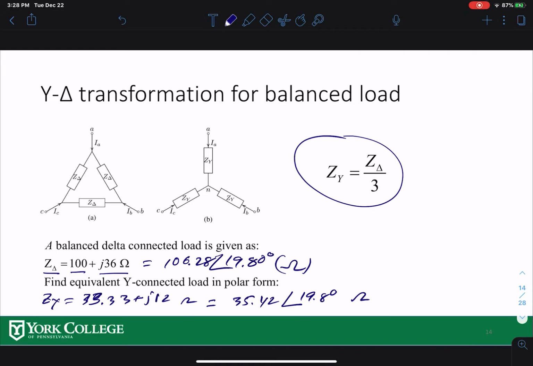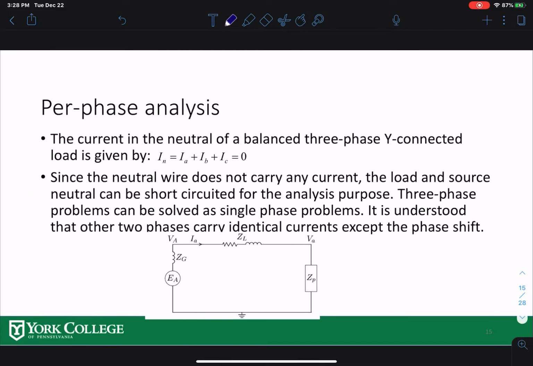So look at here. This one divided by 3 will give you this one here, but the angle does not change. We are not changing the angle; only the magnitude of the impedance will change if we go from delta to Y or Y to delta. So that is the Y-delta transformation for the load.